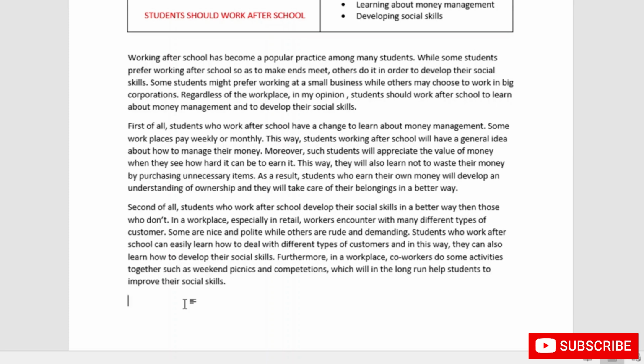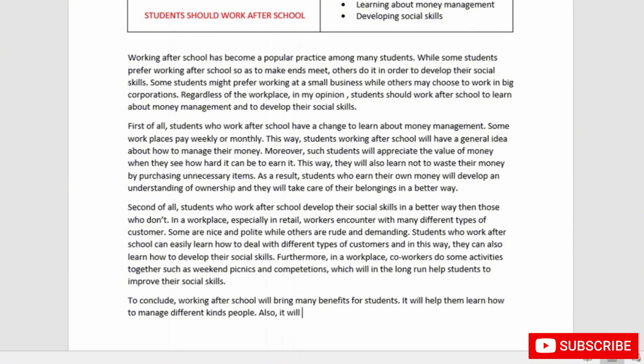So I always start my conclusion part by saying, to conclude, working after school will bring many benefits for students. It will help them learn how to manage different kinds of people. Also, it will contribute to their social development. As you can see, I didn't say anything new. I'm just saying what I have said above in different wordings.